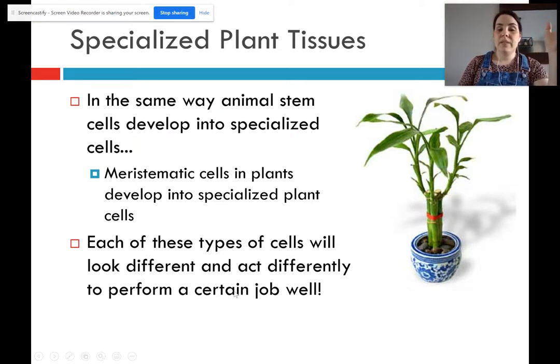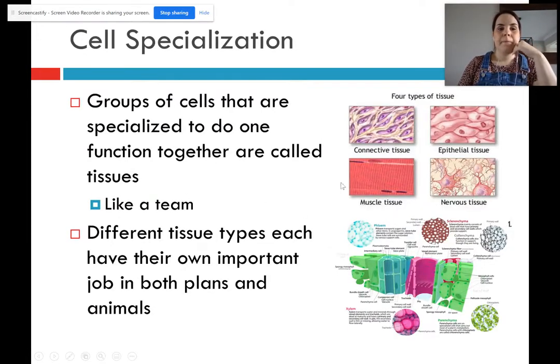And each of these types of cells are going to look different, just like the animal cells, and they're going to act differently, just like animal cells, depending on what their job is. Okay? So when you have a group of specialized cells, all in a similar location that all do the same job, they can function together to perform a certain job. So they act together like a team.